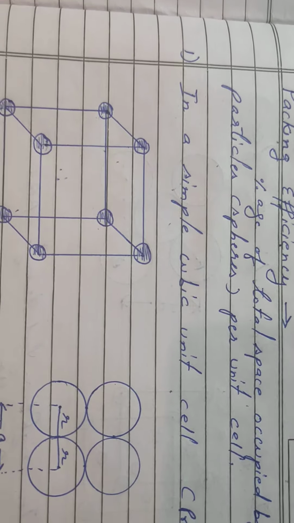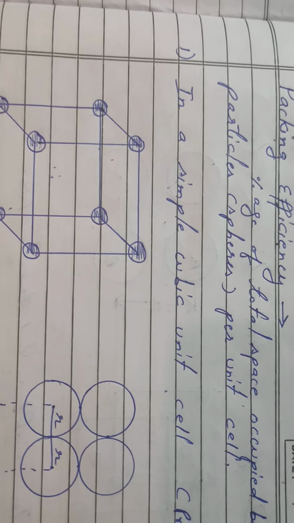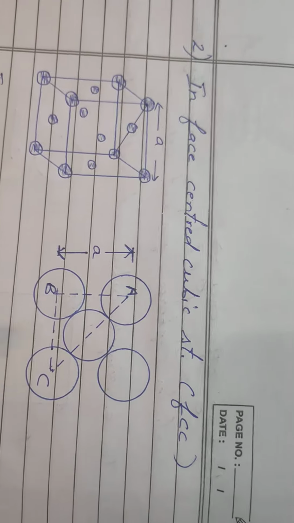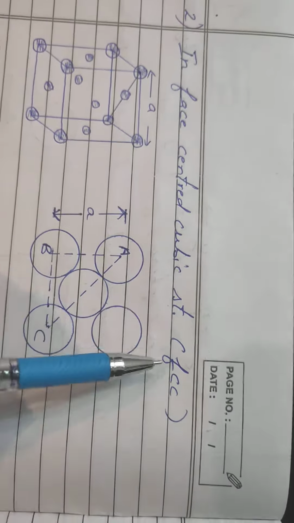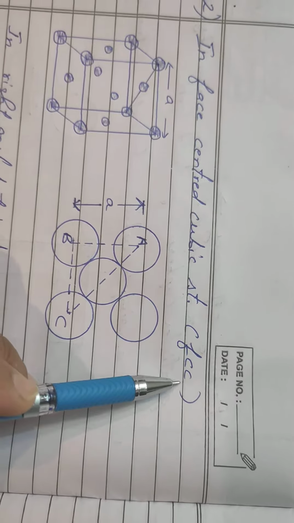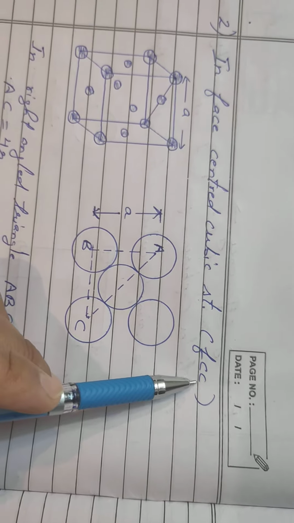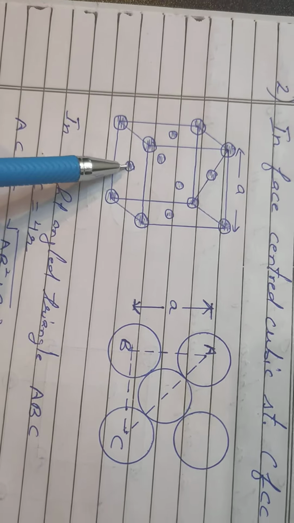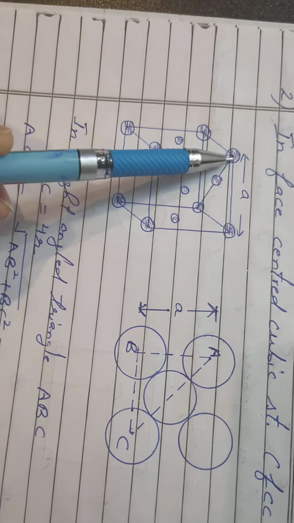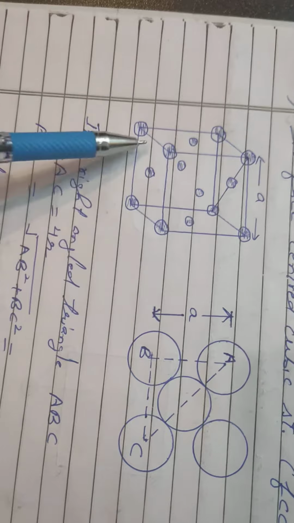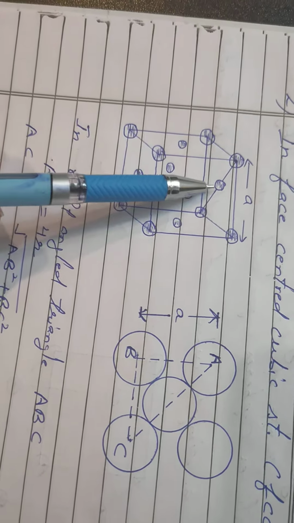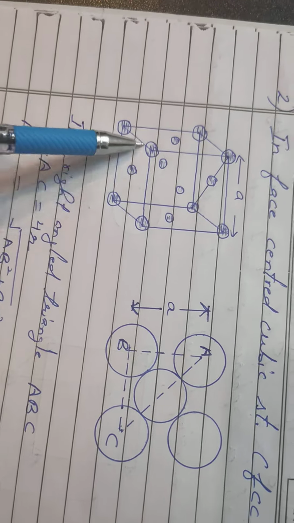Now we will calculate for face centered cubic unit cell. Next is face centered cubic structure. This is also known as FCC, face centered cubic structure. Okay, you will draw the structure like this. In FCC, at the corners, 8 corners, along with that, at the center of each face, we are having 6 faces.